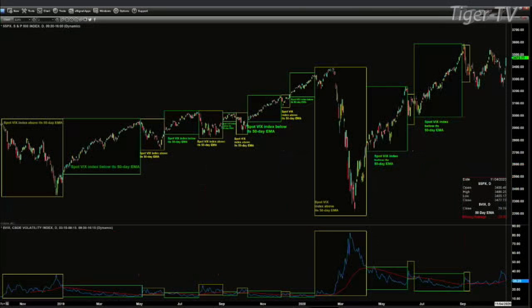This here shows you, and I like to use the term generally speaking, when price is above or below the 50-day exponential moving average, what you would typically experience for the S&P 500. So watch that 50-day exponential moving average for the spot volatility index. If you see it close below it, you should see a continued rally mañana.